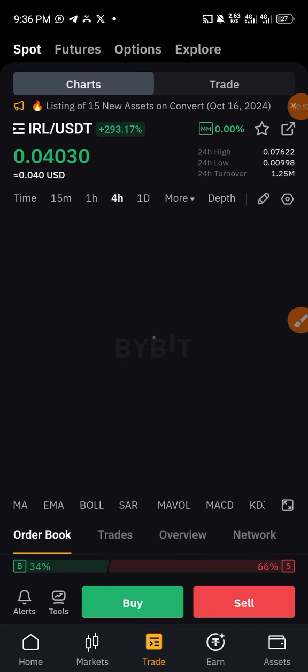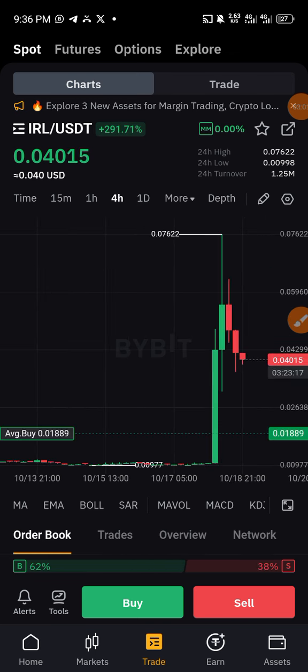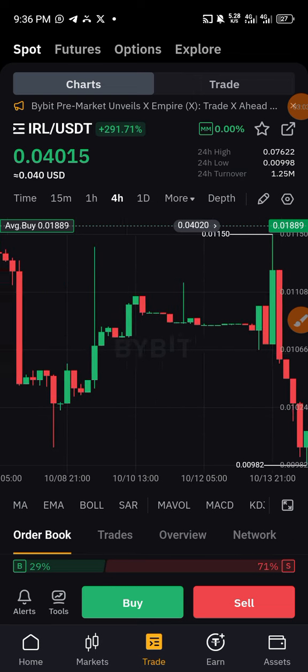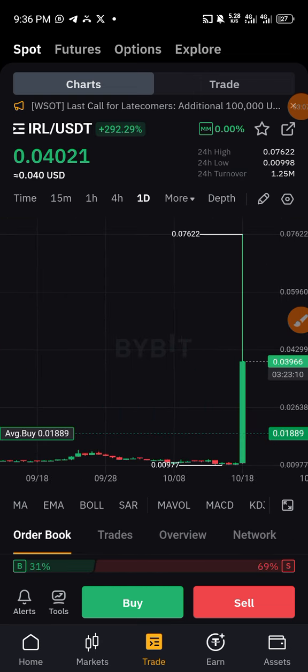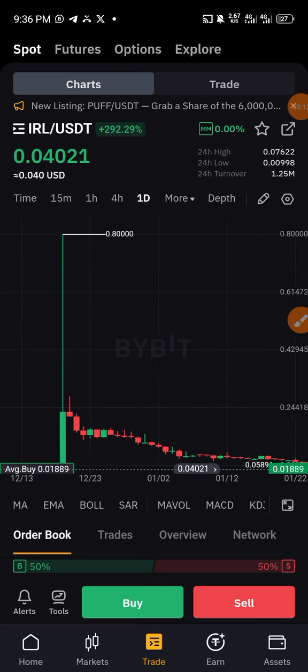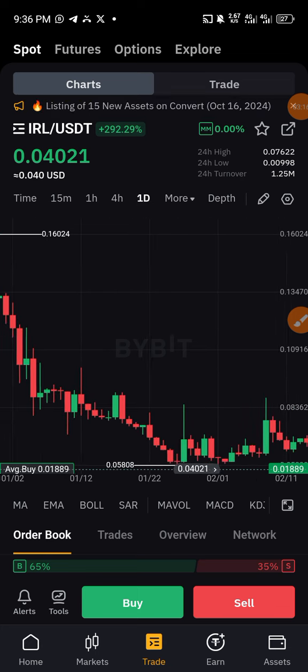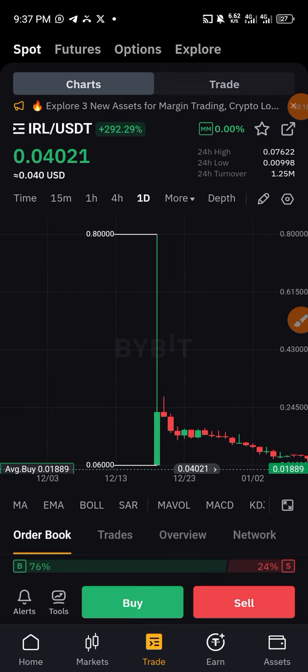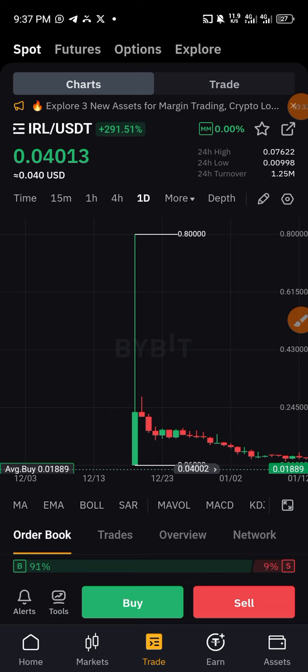You can see, let's look at 4 hours and see how long this coin has been down. Let's take out the 1 day and see. This coin has been down from the very day it was launched. It has never made a significant movement since then. On the day it was launched, it took up to 0.8. It was launched at 0.06, and now it has gone deep below its launching price and then taken off again. And as you can see, it's also gathering a big momentum to move on.